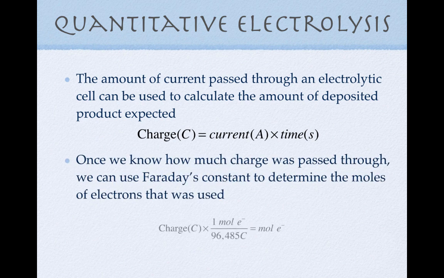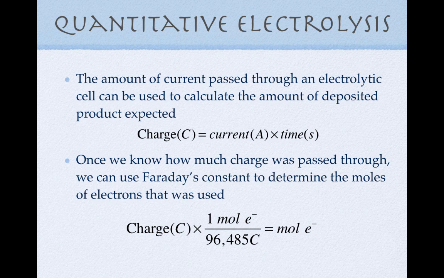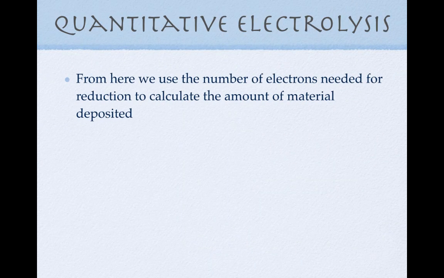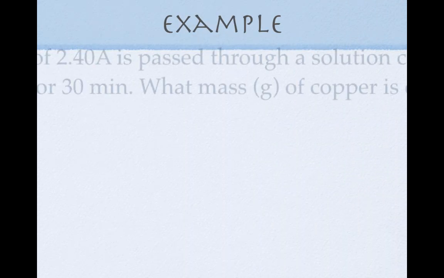Now, once we know how much charge was passed through there, we can use the Faraday's constant to determine how many moles of electrons was used to get that charge. So we have our charge in coulombs times 1 mole of electrons per 96,485 coulombs, and that tells you how many moles of electrons you actually moved in the reverse reaction. And once you know how many moles of electrons you have, you can calculate how many moles of material should have been deposited. So we're going to use those moles of electrons and calculate how much material was deposited.